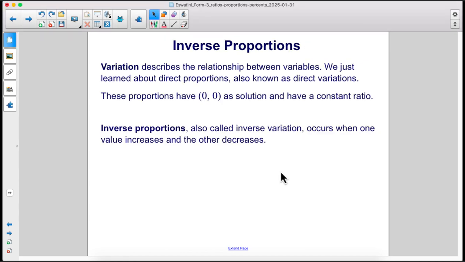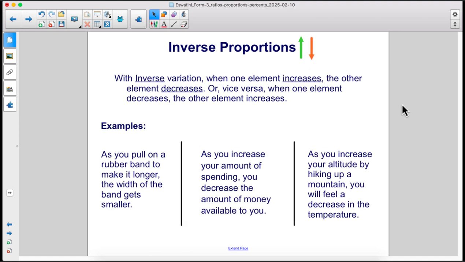Variation describes the relationship between variables. We just learned about direct proportions, also known as direct variations. These proportions have 0, 0 as a solution and have a constant ratio. Inverse proportions, also called inverse variation, occurs when one value increases and the other decreases. With inverse variation, when one element increases, the other element decreases, or vice versa. When one element decreases, the other element increases.